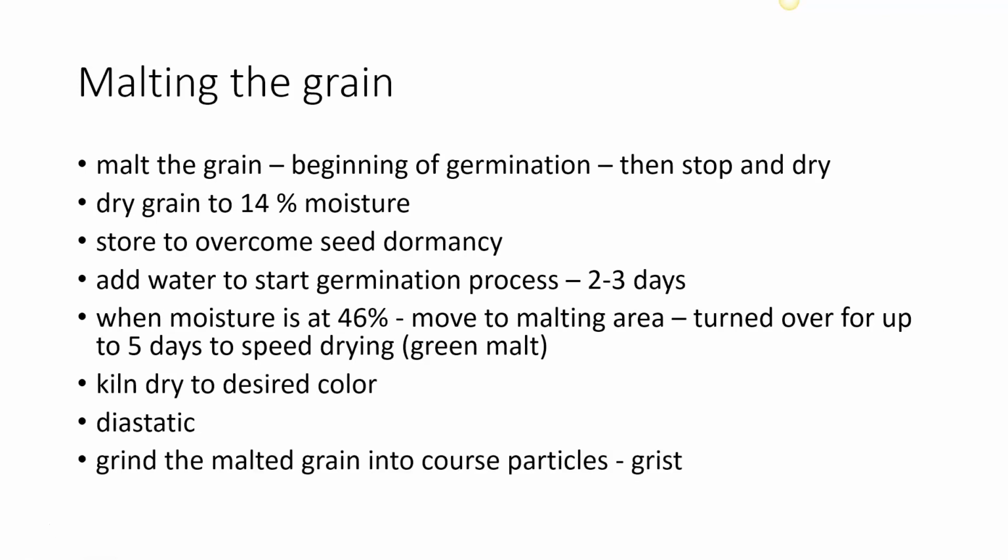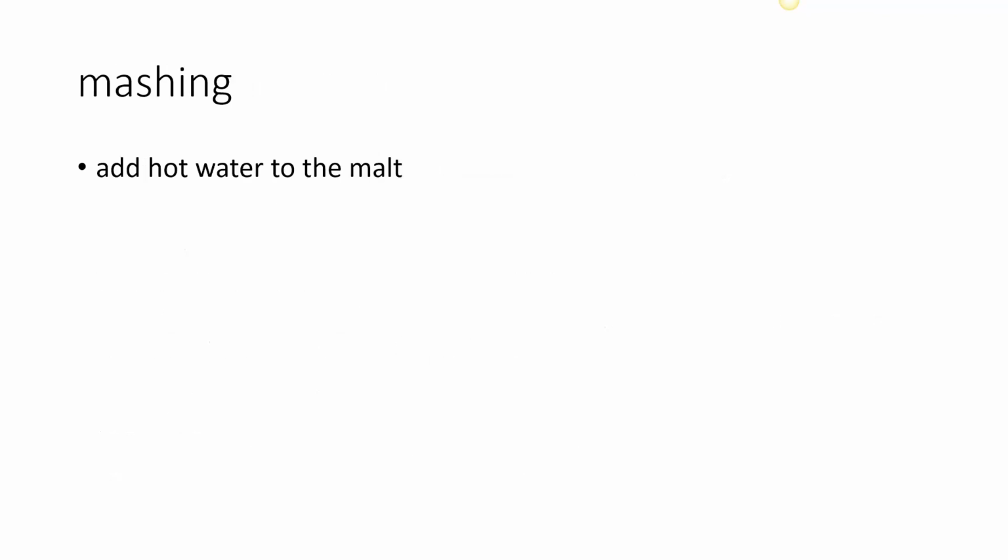The malted grain is ground into coarse particles. We call these coarse particles grist. In the past, they used to have what they would call grist mills. Grist mills, rather than making flour, would make larger particles of material that could still be consumed. The process of mashing is where we add hot water to the malt. We take this material that now has a high concentration of sugars in it. It's been broken up into pieces.